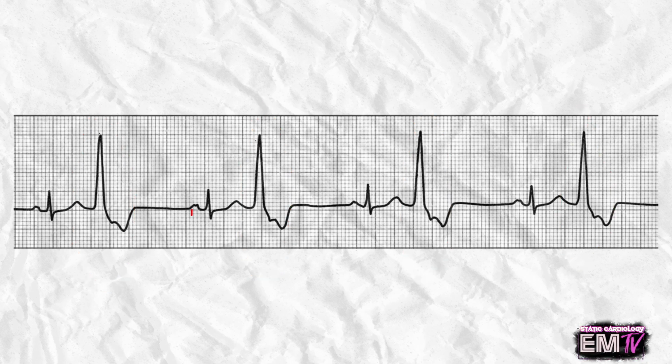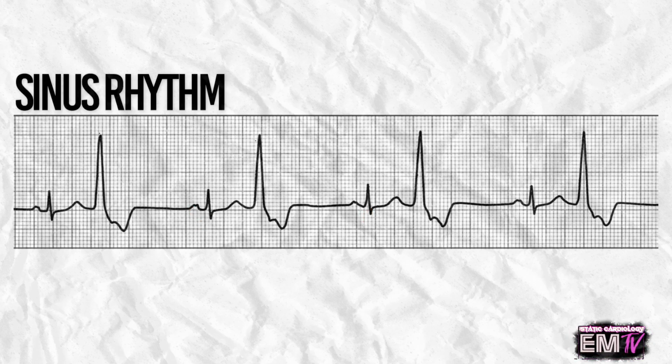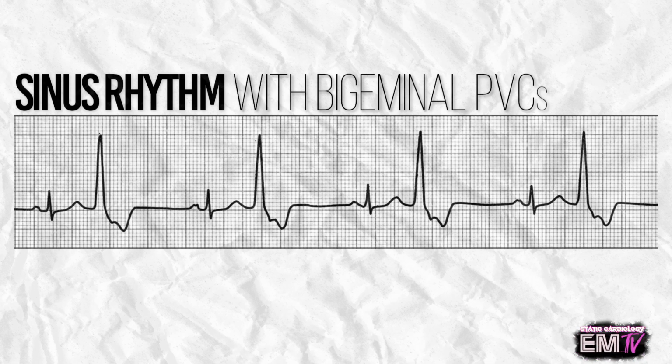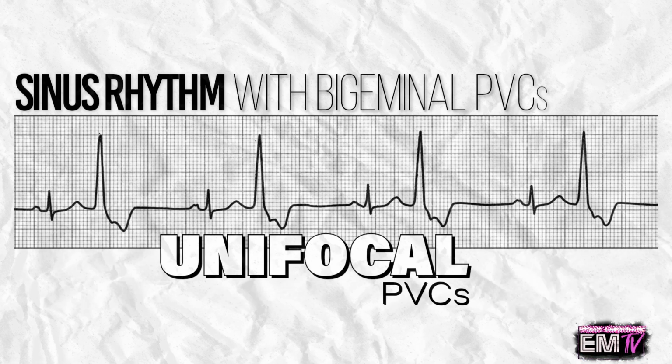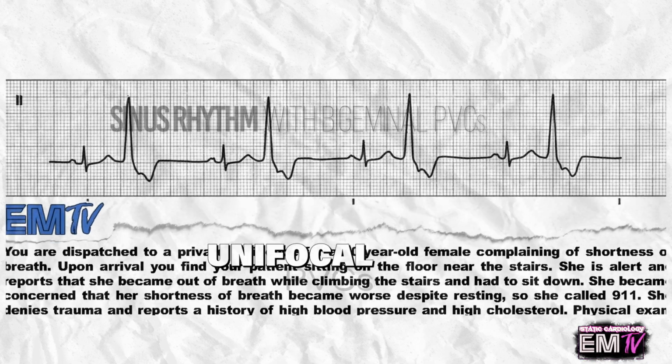Back to my normal beats, the PR interval here is within normal limits, the QRS complex is nice and narrow, and the rhythm appears regular. So my rhythm here I'm going to diagnose as a sinus rhythm with bigeminal PVCs. You could further expand this diagnosis by adding that these bigeminal PVCs are unifocal in origin, meaning they're identical to each other. Let's go over the scenario next.